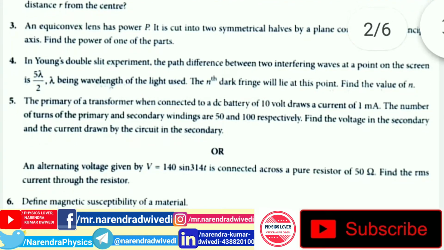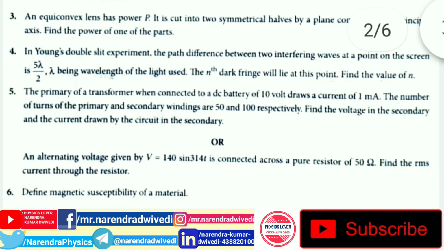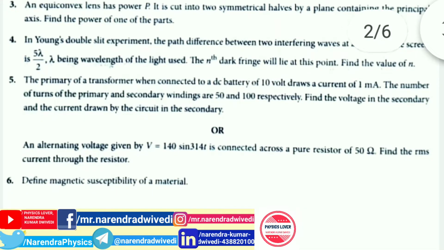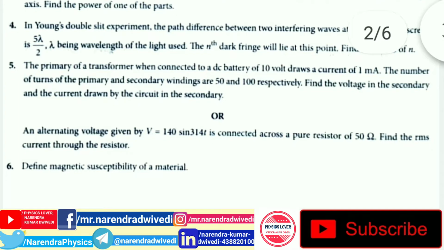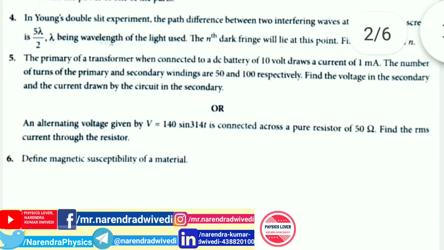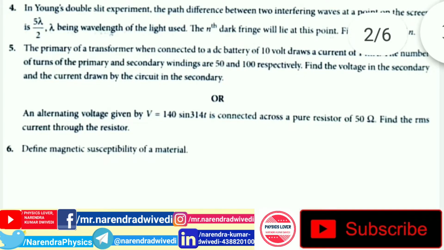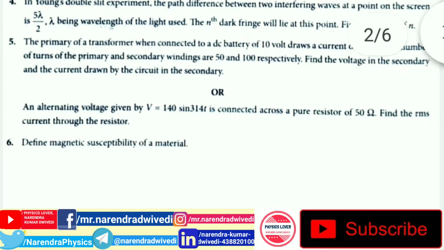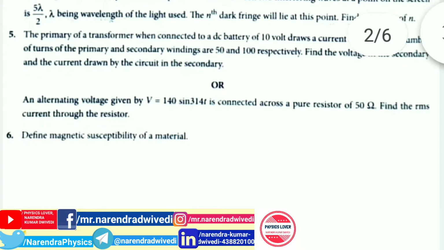Question number 5. The primary of a transformer when connected to a DC battery of 10 volt draws a current of 1 milliampere. The number of turns of the primary and secondary windings are 50 and 100 respectively. Find the voltage in the secondary and the current drawn by the circuit in the secondary.